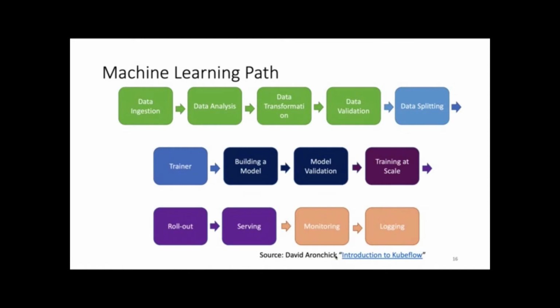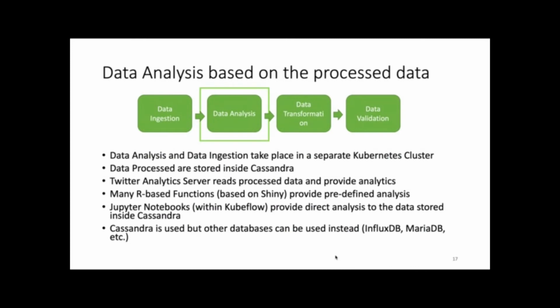Data analysis segment is extremely important, and it's really the foundation of building what comes next in the model. So processed data are stored inside Cassandra, including Twitter analytics, which have their servers read the processed data and provide the analytics around it. Many R-based functions based on Shiny provided a predefined analysis. For development part, it is computed on Jupyter Notebook within the Kubeflow to provide direct analysis to the data stored inside Cassandra.